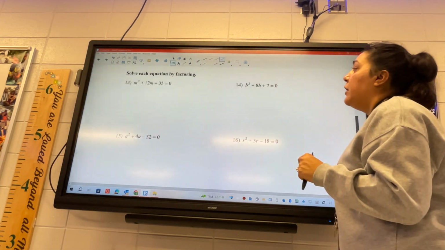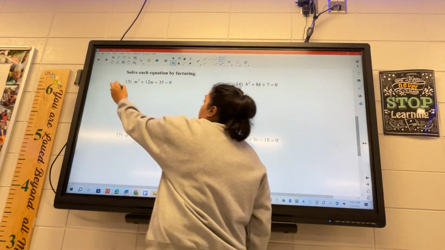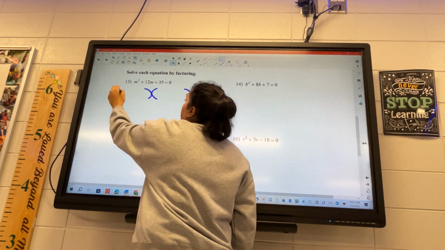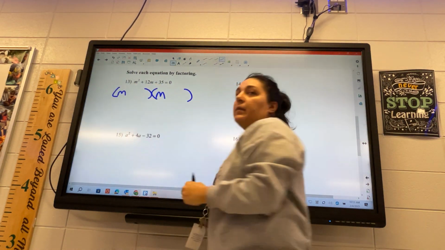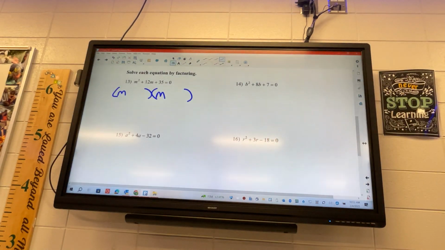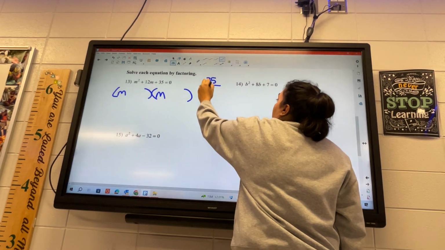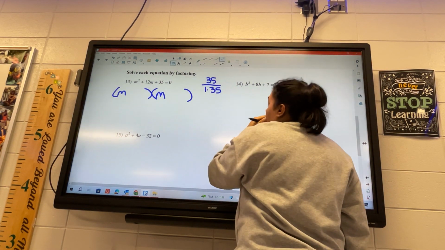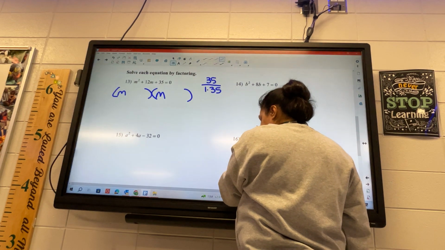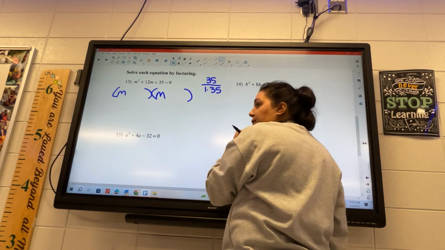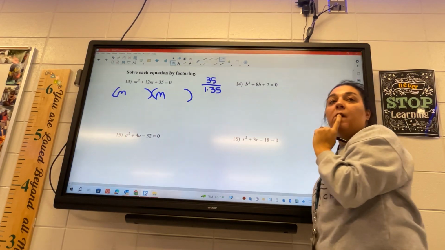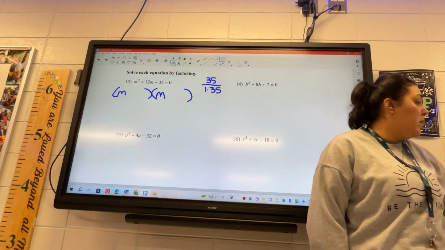So we're going to start off by drawing our two parentheses. Say an M and M. We make a list of what number? 35. So I got 1, 35, 2, 3, I think just 5 and 7. Somebody help me out. I don't know.